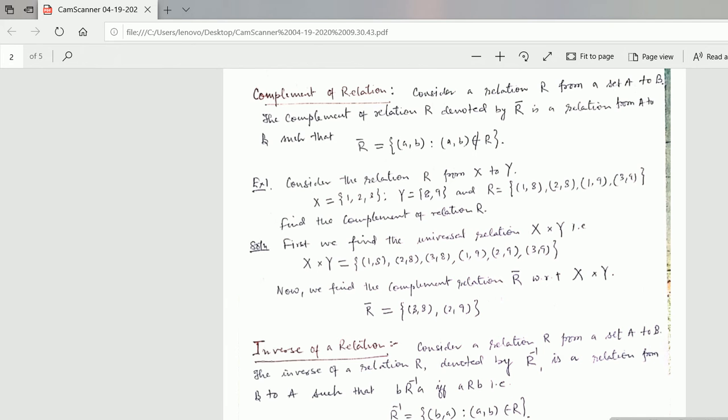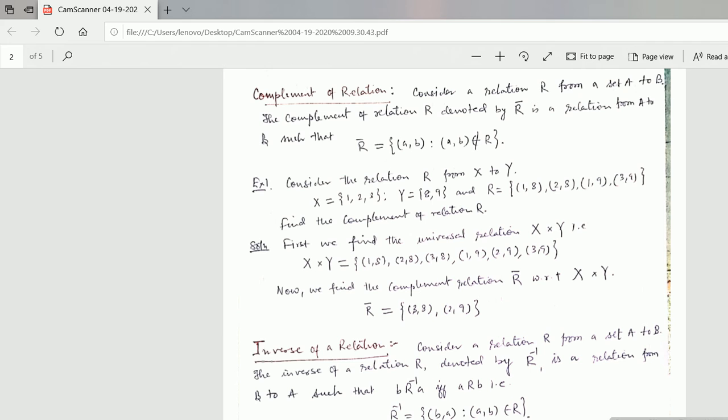See, this is the complement. First we find the universal relation X cross Y. What will be the universal relation from X cross Y? You simply relate all the elements. That is (1,8), (2,8), (3,8), (1,9), (2,9), (3,9). This is the universal relation between X and Y. Now we find the complement relation R bar with respect to X, Y.